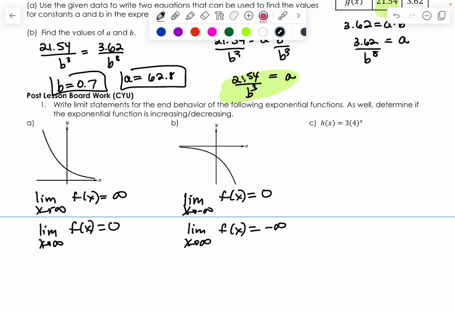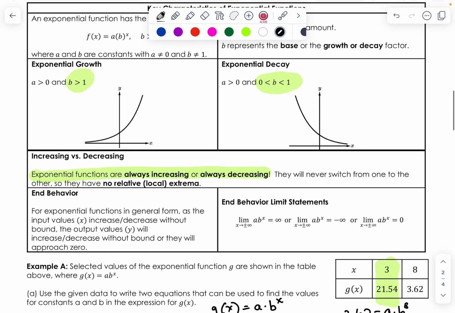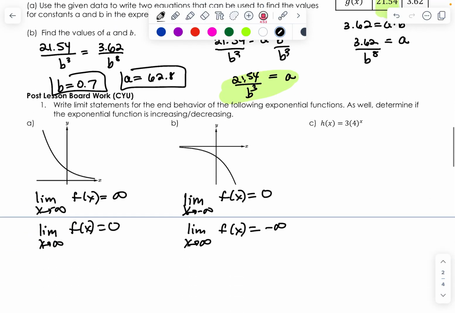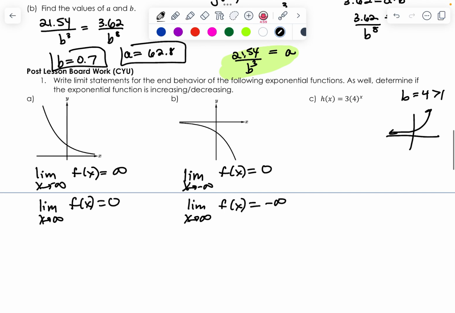All right, now in letter C, you really want to connect this back to this piece right here. The b value is 4, which is greater than 1. So this means I have exponential growth. So then as I move left, the end behavior is approaching 0. And as I move to the right, the end behavior is approaching positive infinity. All right, that's all there is to it.